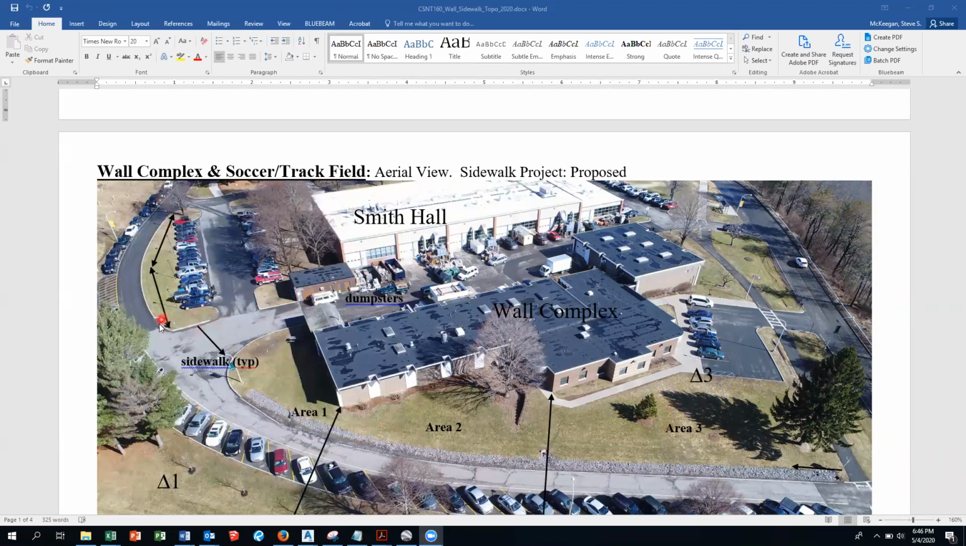and maybe catch this catch basin right here so we can show where, and also there's a couple of light poles, and get a feel for how the sidewalk's going to start in this little island right here. So area 1 would kind of go from the corner of the wall complex and do topo on here.